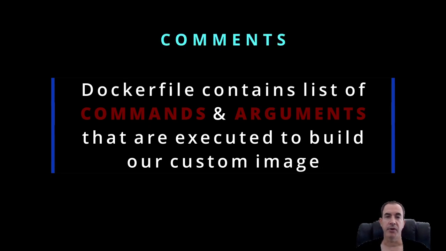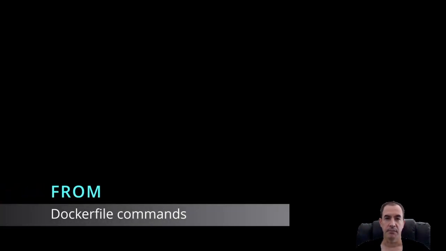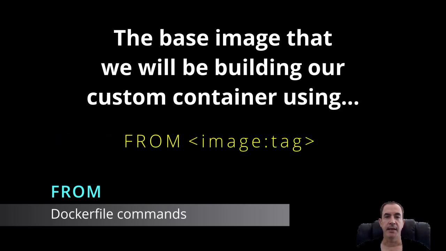Now, inside the Dockerfile, we have commands and arguments to those commands. And we also have comments that we can use to comment our Dockerfile so that other people can understand what we're doing. So let's talk about some of the commands. The first command that I want to talk about is FROM. The FROM command, followed by the name of the Docker base image that we want to use and its tag, is the first thing at the top of all Dockerfiles.